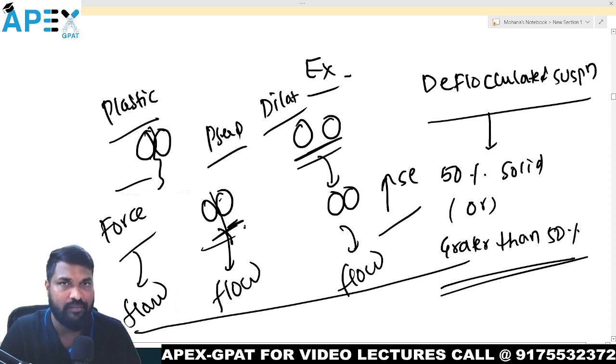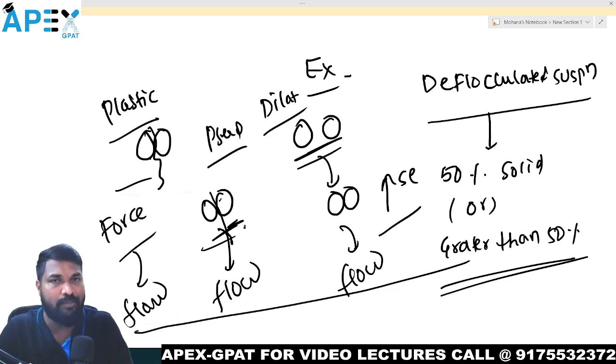Polymeric solution: by making the polymeric solution, you have already broken some bonds. That's why you made the polymeric solution. So that is what the differences are. I hope all of them are clear.